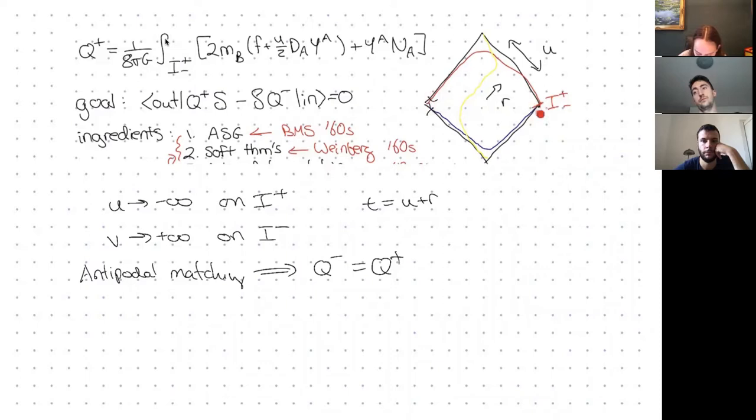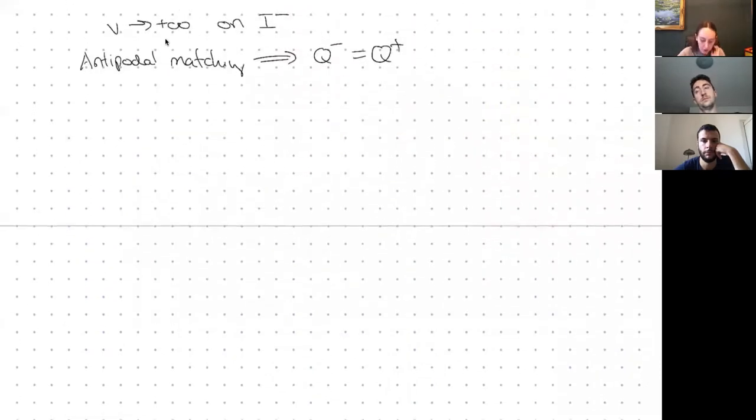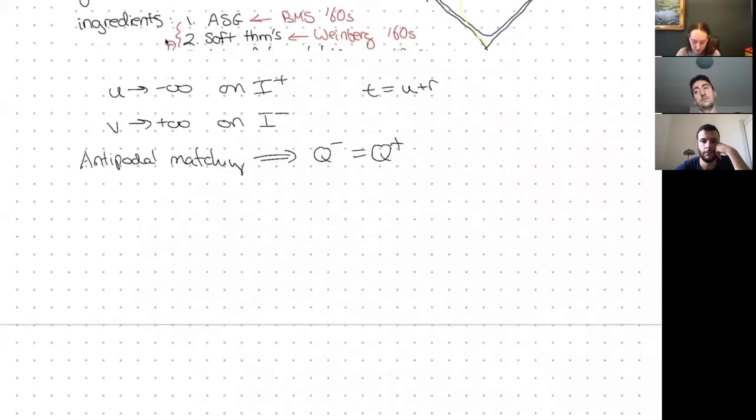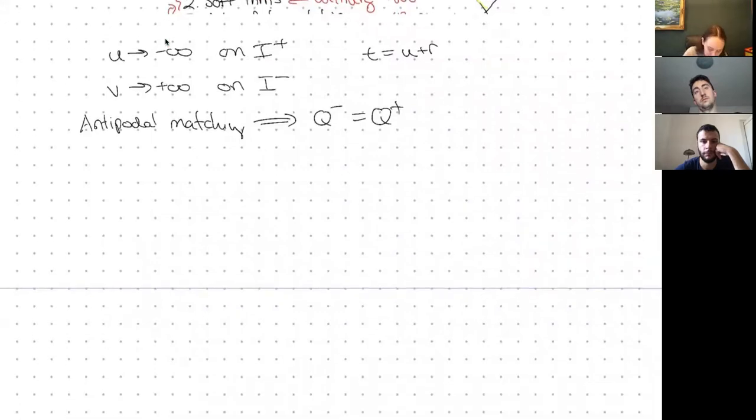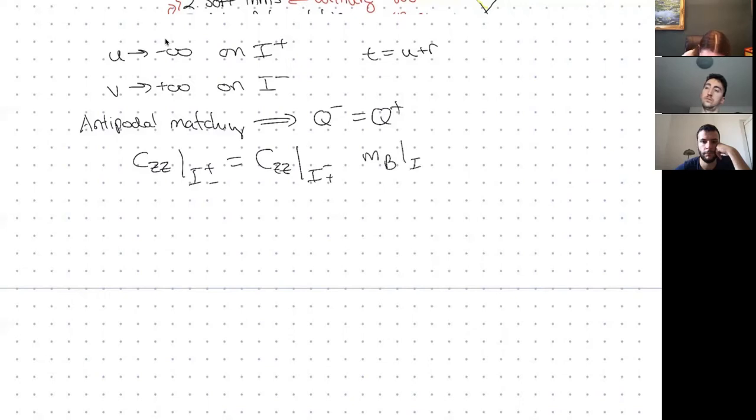That this guy and this guy are going to be the same values. So typically the way that we do it in this subfield is that you use coordinates that are already antipodally identified. Then what it will look like is the following: C_zz at scri plus minus equals C_zz at scri minus plus. And then similarly with M_B and the angular momentum aspect.